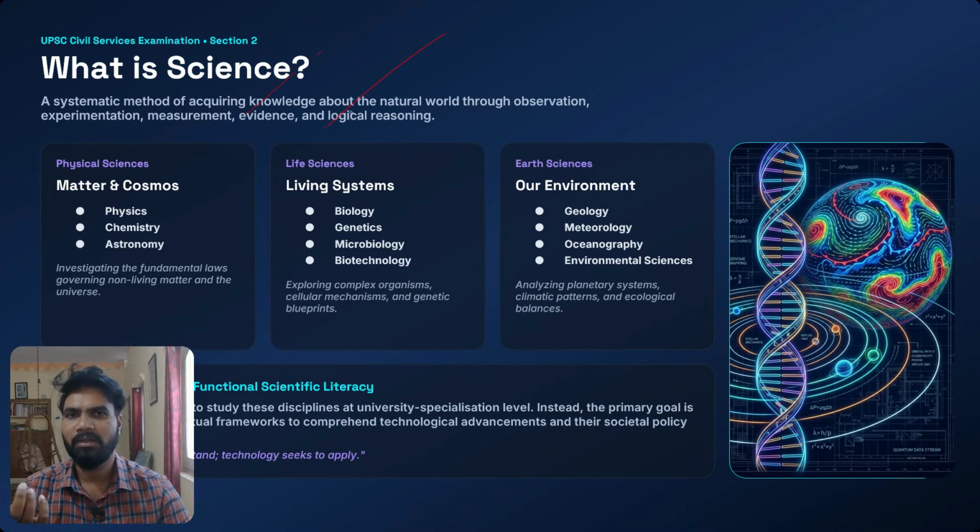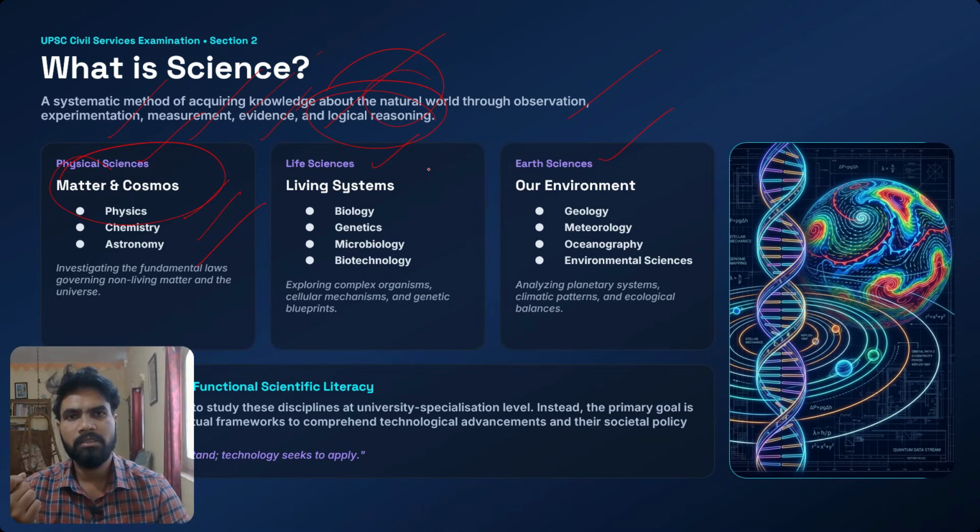It is a systematic method of acquiring knowledge about the natural world through several means: by observation, by experimentation, by measurement, by evidence, and by logical reasoning. That is called science. You can divide science into some major branches like physical sciences, life sciences, and earth sciences. Some of the subjects in physical science are physics, chemistry, astronomy, etc. This is related to matter and the cosmos, meaning the universe.